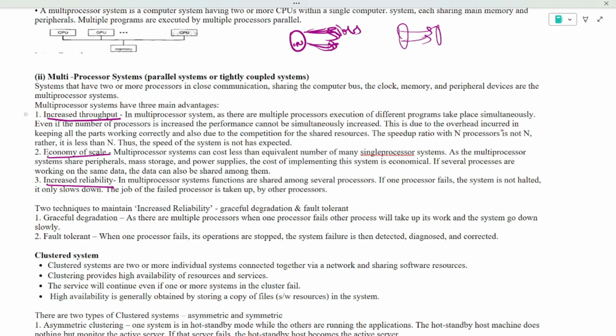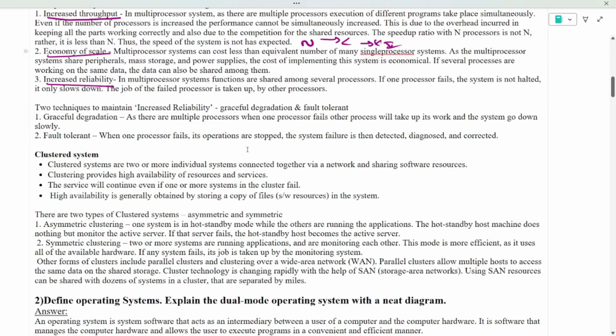Now this is due to the overhead incurred in keeping all the parts working correctly, and also due to competition for the shared resources. The speedup ratio with n processors is not n, it is less than n. The speedup will not be equal to n, so the speedup of the system is not what is expected. What we expected is not there, so it is less than n. And next is economy of scale.